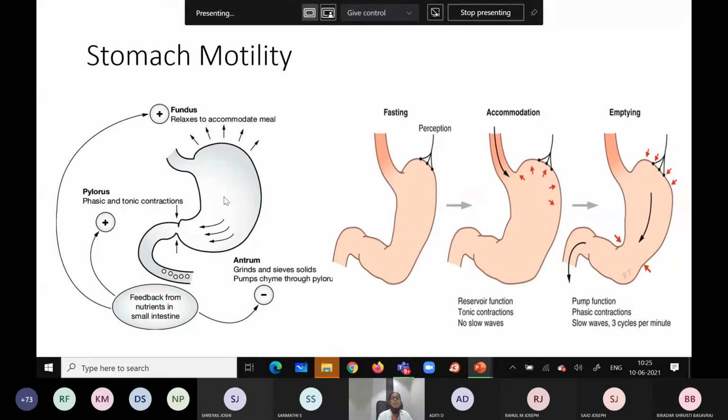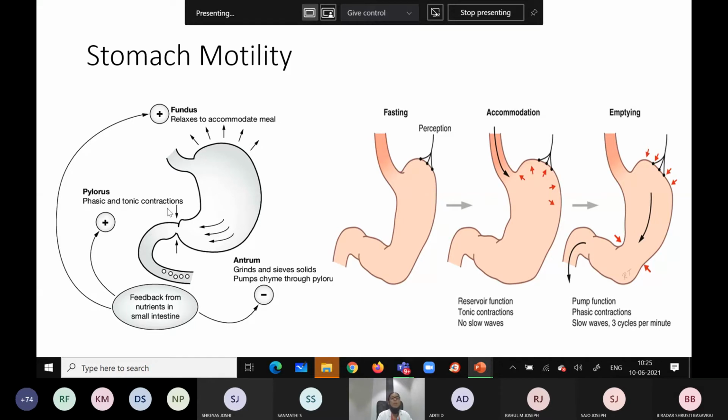Here also it is seen. This is relaxation to accommodate the meal. These waves are strong in the fundus of the stomach. Then the antrum: what is its function? It grinds and sieves solid food particles and pumps chyme through the pylorus. The food in the stomach, after mixing with gastric juice, becomes semi-solid and is called chyme. In the mouth, it is called bolus, isn't it? When it is mixed with saliva, we swallow the bolus. In the stomach, it becomes chyme.